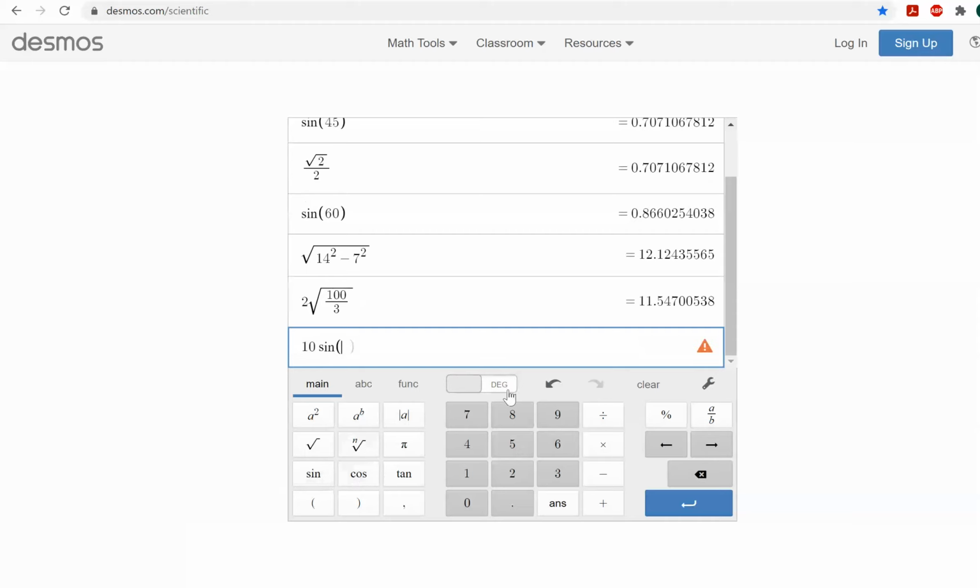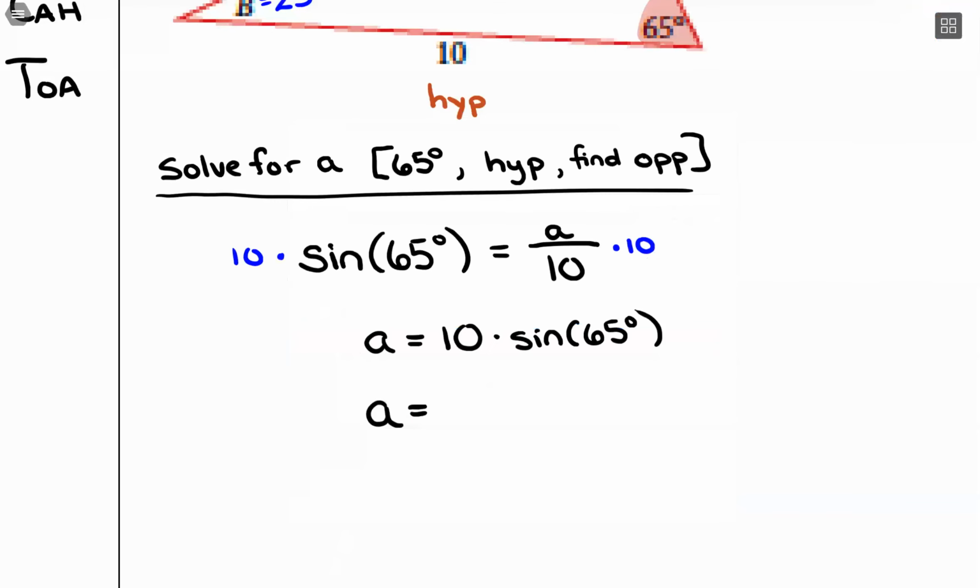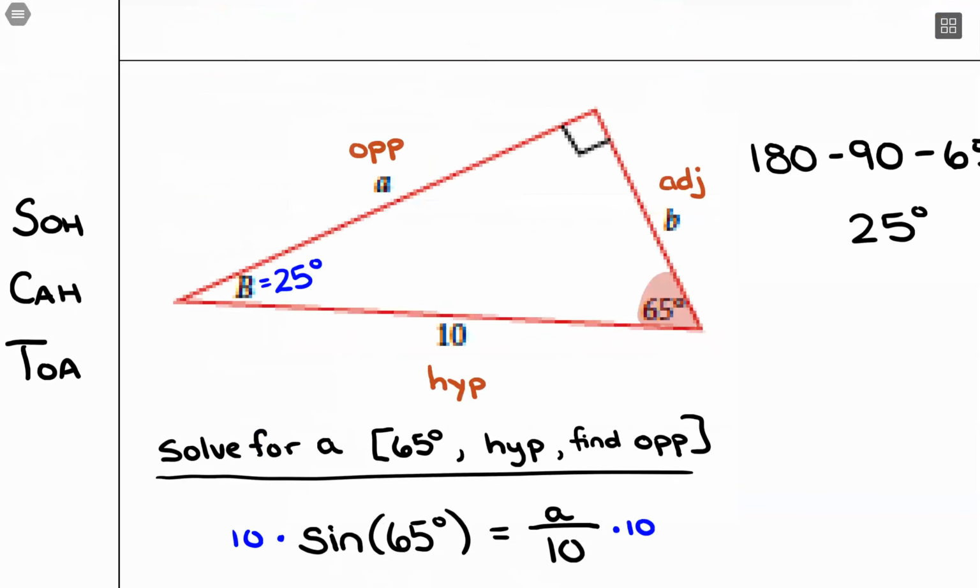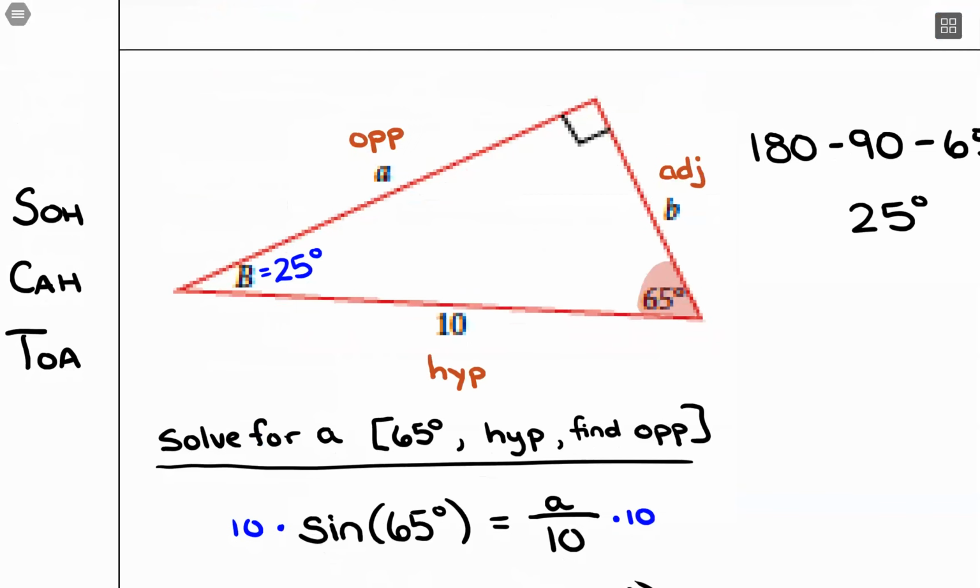With that, I just double check that I'm in degree mode, which we are, and that's 9.06. So that is one of our missing side lengths. That right there is equal to 9.06.